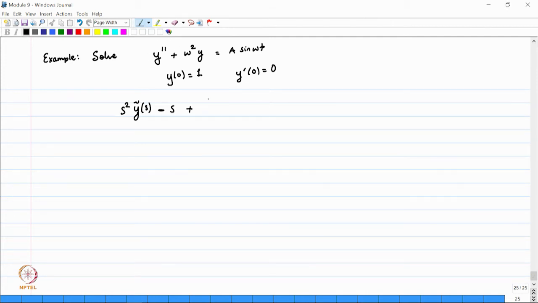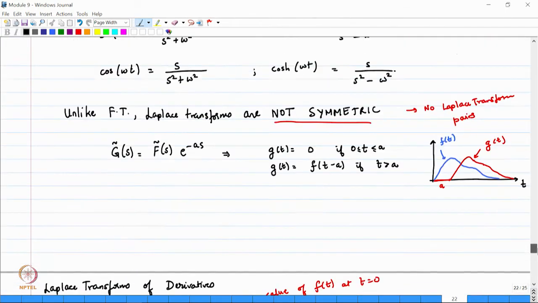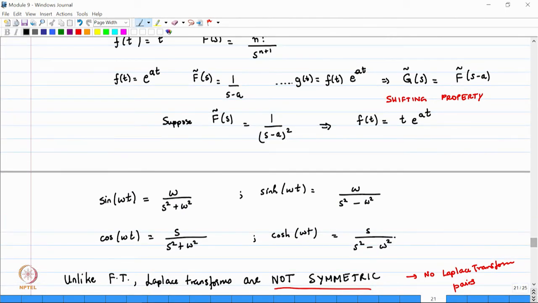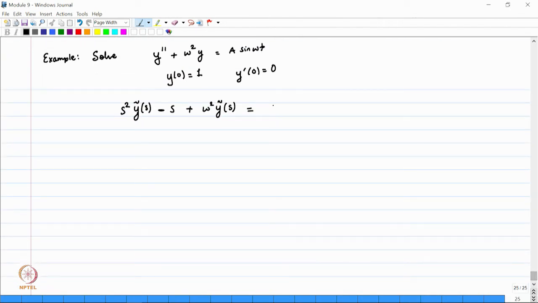Then for omega square y, you get omega square y tilde of s, and what you have is a sin omega t. Now, if you have sin omega t, you go back to your table, to the list of Laplace transforms. So, sin omega t is omega divided by s square plus omega square. So, I will get a omega divided by s square plus omega square.